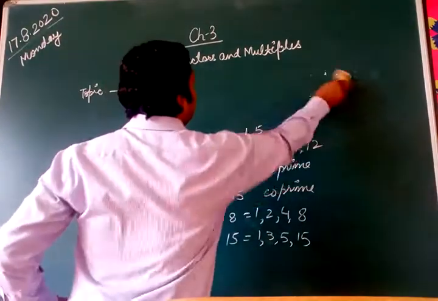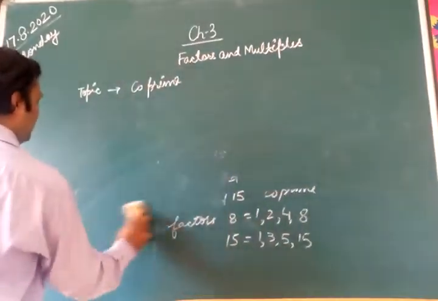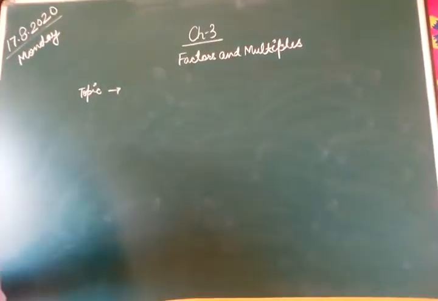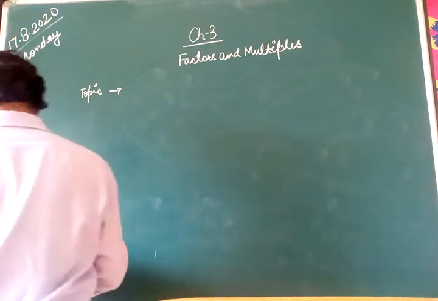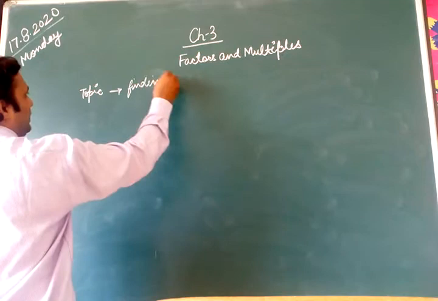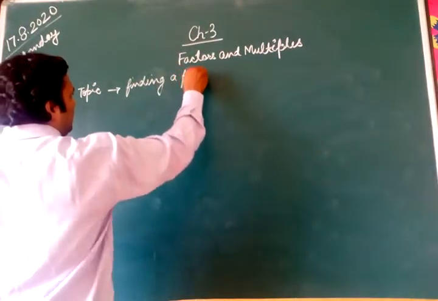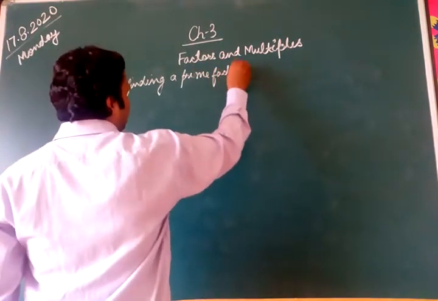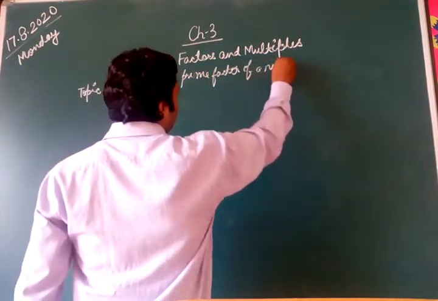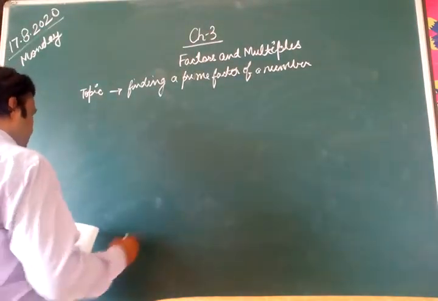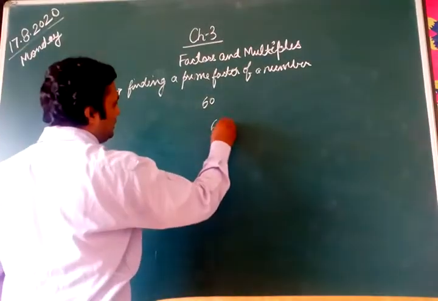Next is finding a prime factor. How can you find the prime factor of a number? In front of us, 60 is there, and we have to find out its prime factors. How can you find them?